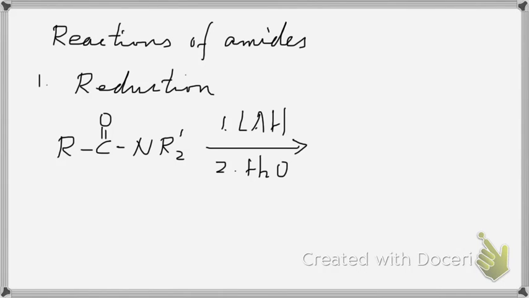Now we will take a look at the reactions of amides. The first reaction is reduction. Amides can be reduced by the strong reducing agent, lithium aluminum hydride. And after the reduction, the product will be an amine. So amines can be prepared by reduction of amides.